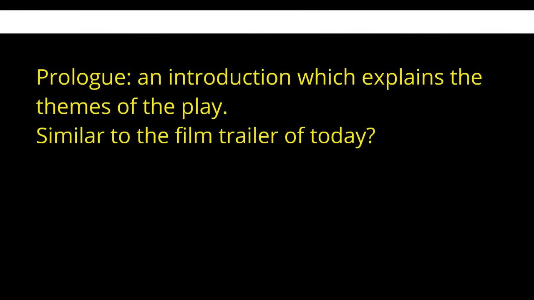It's similar to a film trailer, but a film trailer differs in one big way, because a film trailer just hints at what the film is about, whereas a prologue in Shakespeare's time actually gave away the whole plot and told you everything that was going to happen in the play: the beginning, the middle and the end. So it's like one of those film trailers that's really bad, that tells you way too much.